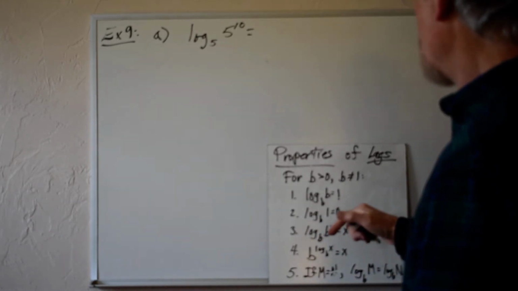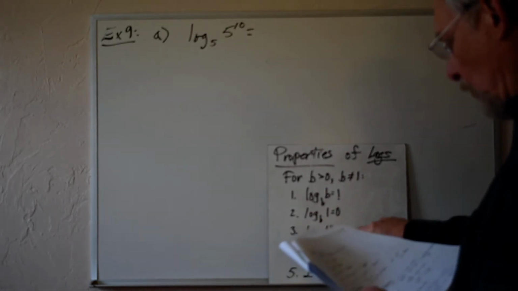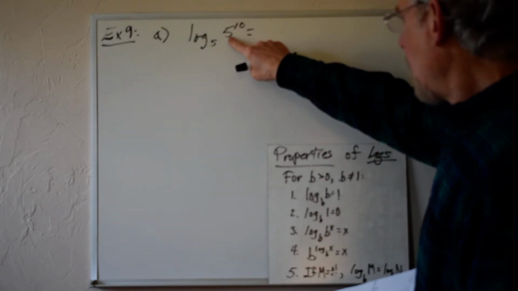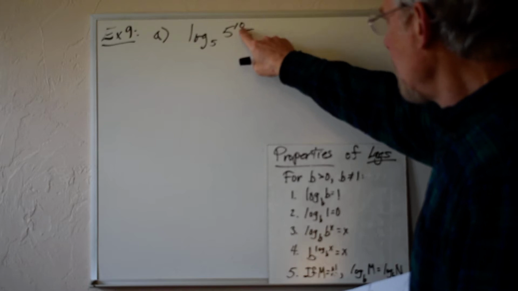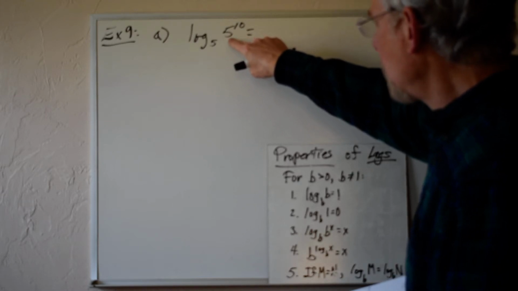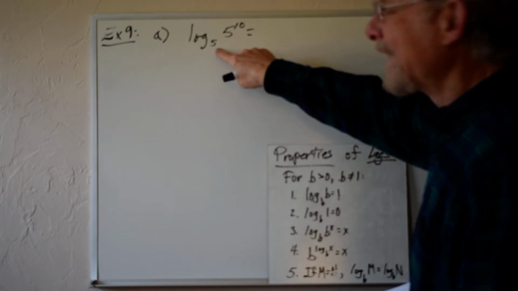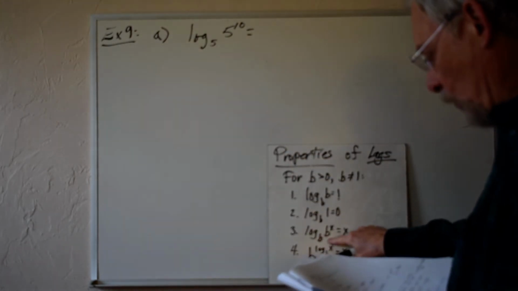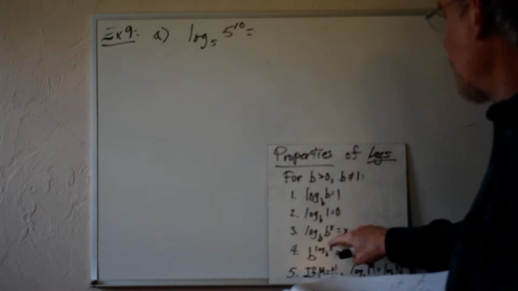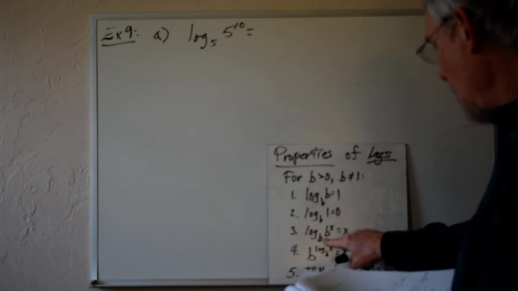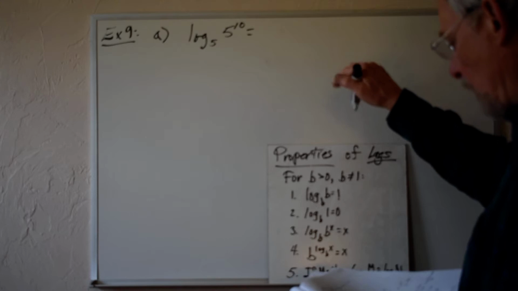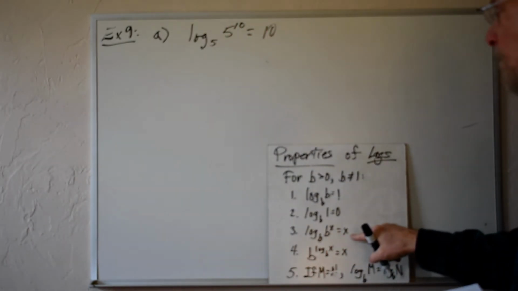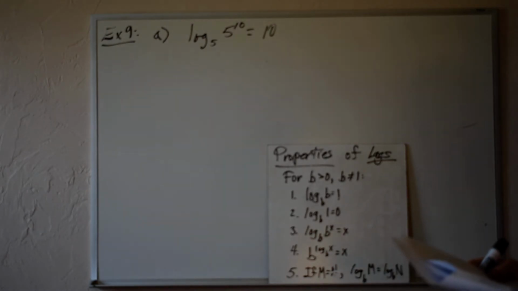Well, what I see is this situation here. I have an exponential quantity that I'm taking the log of, and the base of that exponential quantity is the same as the base of my log expression. So it's a perfect match with property 3, where 5 plays the role of b and 10 plays the role of x. Therefore, this must be equal to 10. That's how I can use property 3.